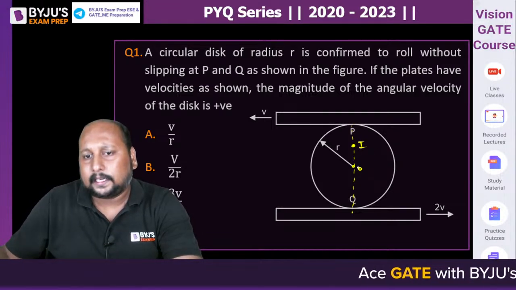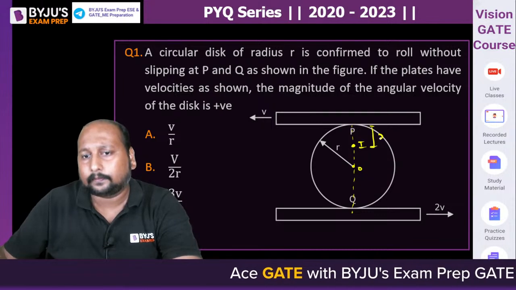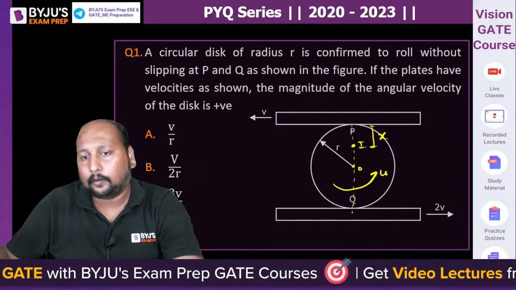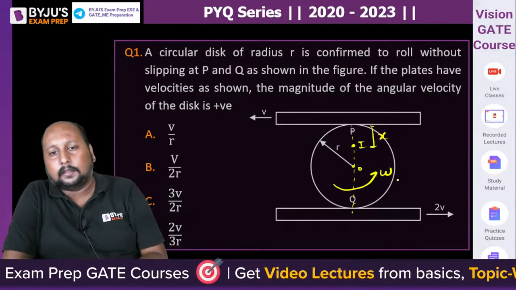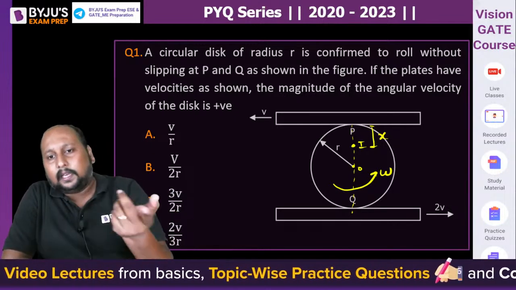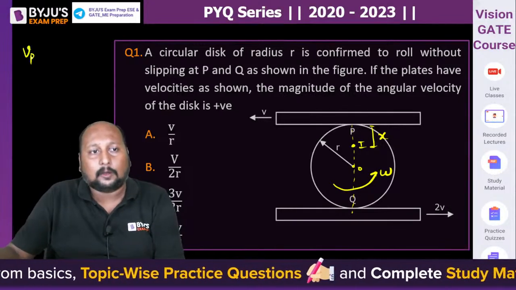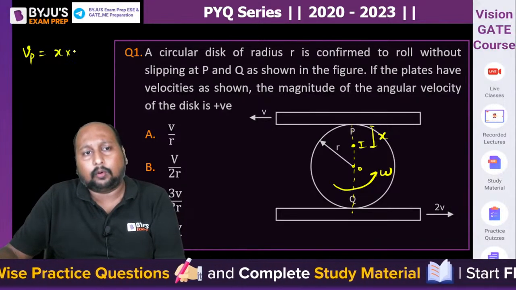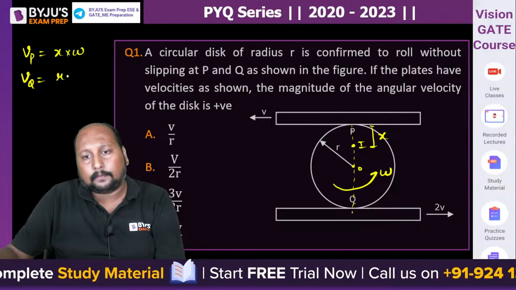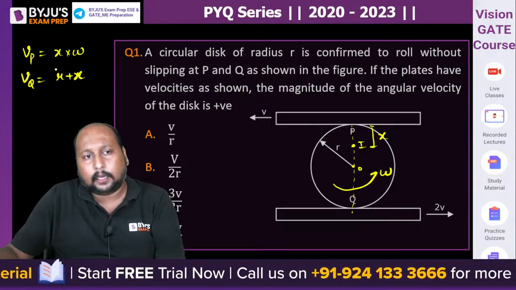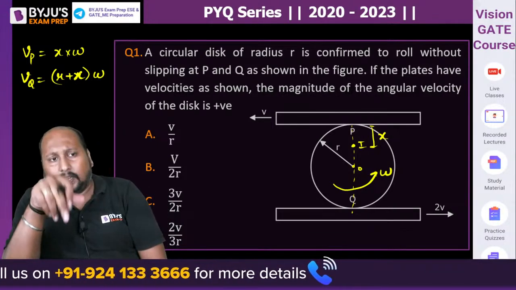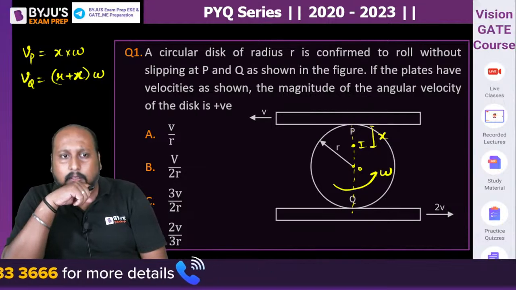Okay, this is the center O, and I'm assuming this distance as x. And they are asking what the omega value is. Okay, so try this one. First of all, we need to calculate the value of x. Once you get the value of x, you can use any one of the equations, because Vp is equal to x into omega. Vq will be equal to r plus x into omega, or 2r minus x into omega, both giving the same results. So divide this, you can get the value of x.